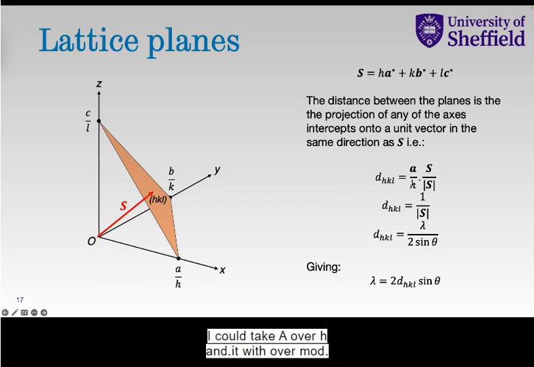So I could take A over H and dot it with S over mod S, and that would give me this interplanar spacing from O to this plane here. Now, A dot S is therefore going to be A dotted with this, which would just be equal to H. And so this top expression here is just going to be equal to H. So I end up with H over H mod S, and the H's are going to cancel, which just gives me 1 over mod S.